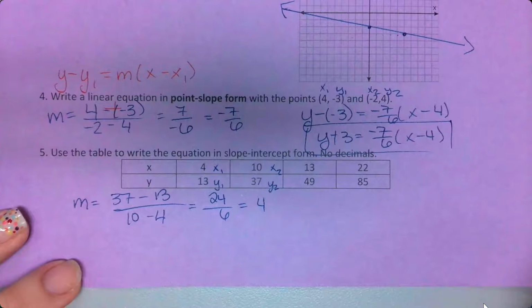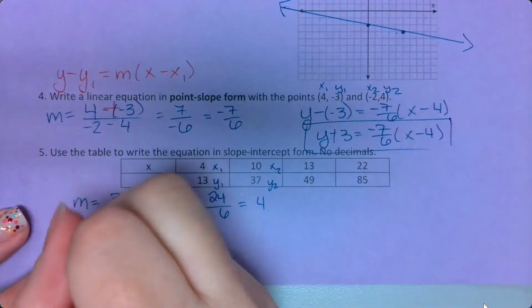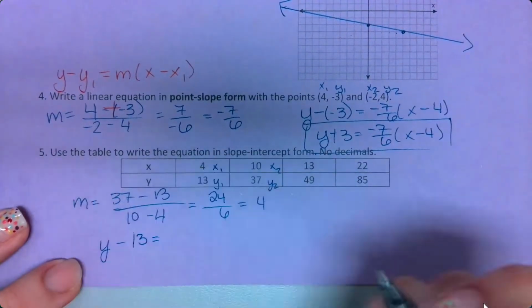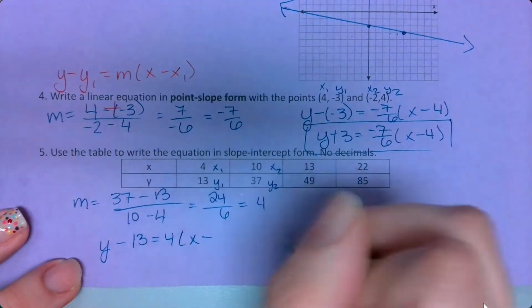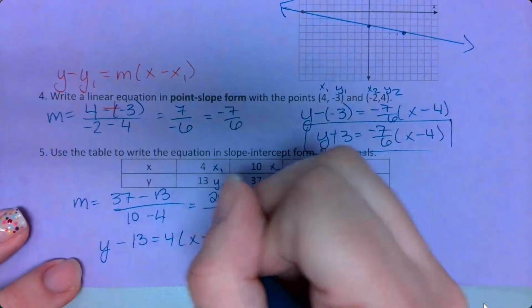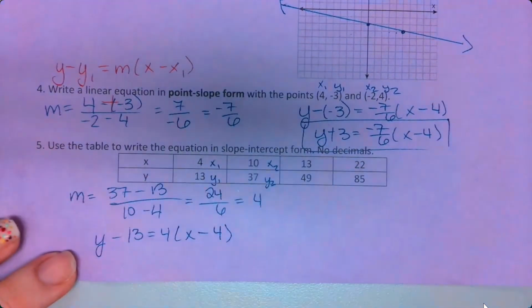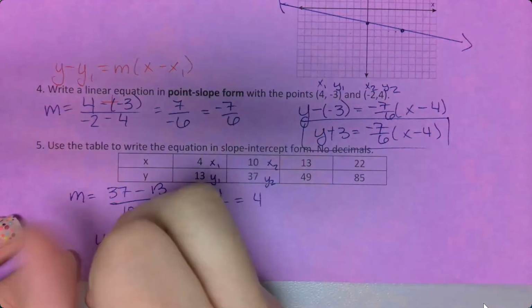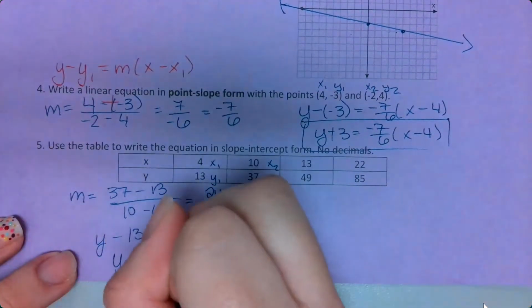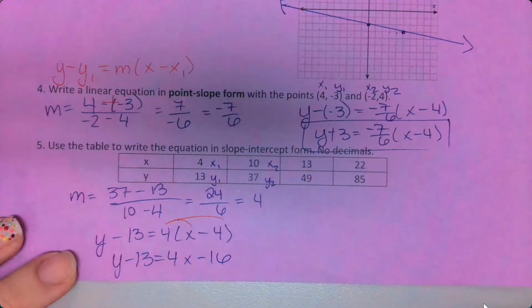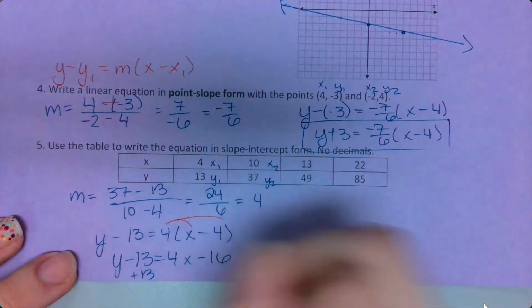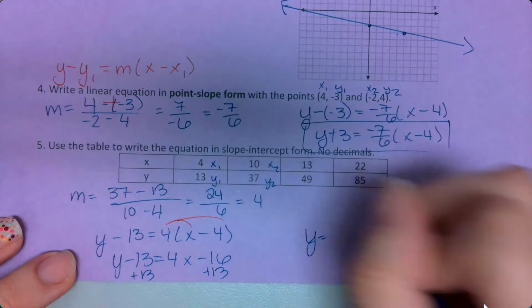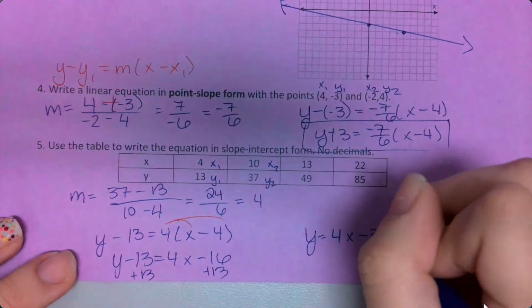So now that I have my slope, I'll do this one differently. I'll plug into the point slope form to solve. So I'm going to have y minus, my y sub 1 is 13. My slope is 4. x minus my x sub 1, which is also 4. Then I want to go ahead and distribute this 4. So I have y minus 13 equals 4x minus 16. Now I'm going to go ahead and add 13 to both sides. And I get y equals 4x minus 3.